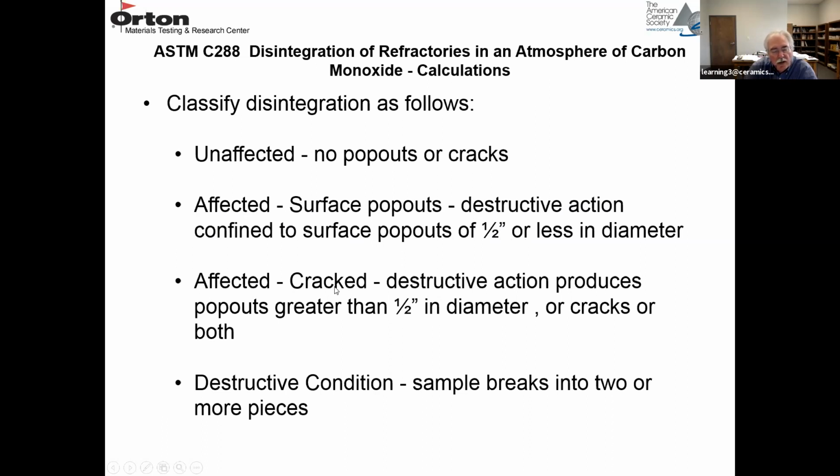This is affected, cracked. So if the destructive action produces pop-outs that are much bigger in size, bigger than a ½ inch, or it starts cracking the material, or both things happen, pop-outs and cracks, it's affected, cracked. And then if all of this occurs and it's quite severe, it's called destructive. And you can simply take hand pressure and the sample falls apart, breaks into pieces, if it hasn't already disintegrated into basically a pile of powder.